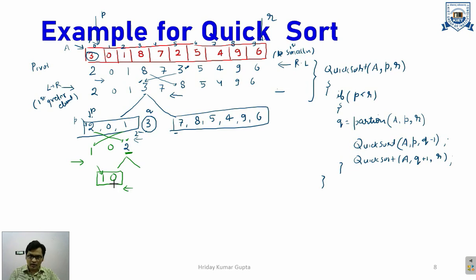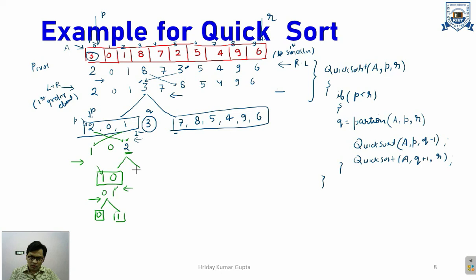0 is smaller than 1, yes. So I am going to exchange this one. So this here will be 0, here will be 1. Again I am going to move left to right, but this pivot is 1. 0 is greater than 1? No. And no more elements, this is going to split in two ways. This is 0 and this is 1.